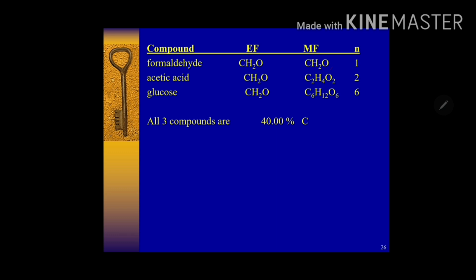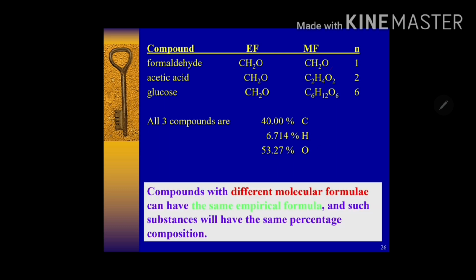If you look at the 3 compounds, they have the same percentage of carbon, same percentage of hydrogen and same percentage of oxygen, which is carbon 40%, hydrogen 6.714% and oxygen 53.27%. So once again, to conclude, compounds with different molecular formula can have the same empirical formula. Okay, and such substances will have the same percentage composition.